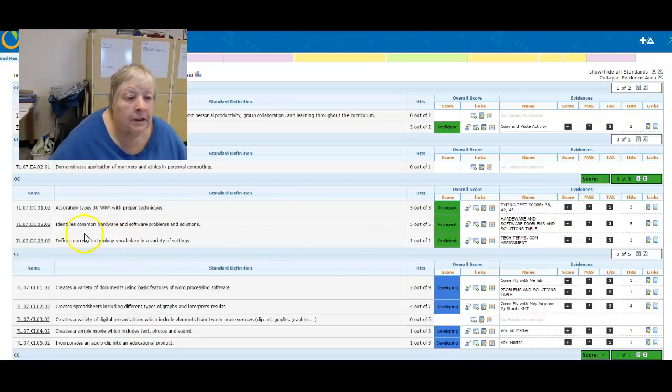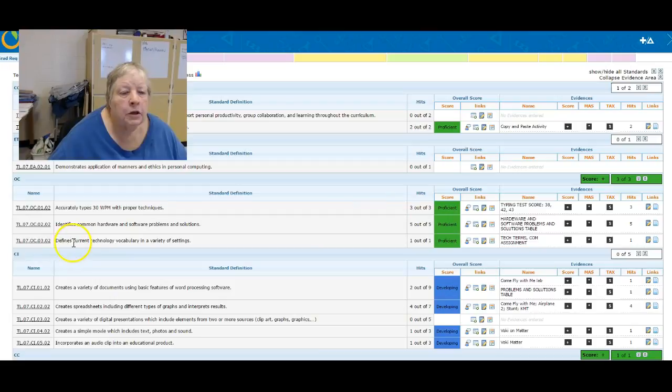The next assignment is looking at common hardware and software problems. And in class, the assignment was for students to make a table of problems and solutions. So 5 problems, 5 solutions. And then from that, they were supposed to tell what the problem was with the computer and how they fixed it. And so that one should be finished.